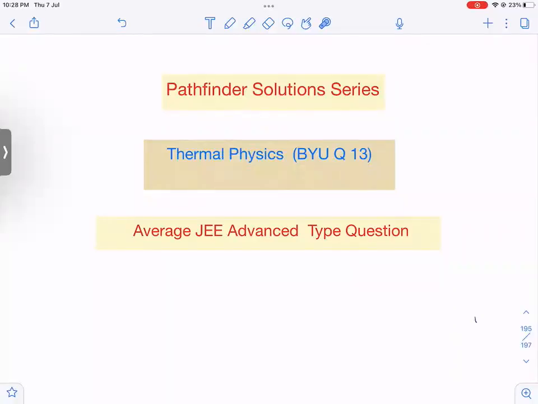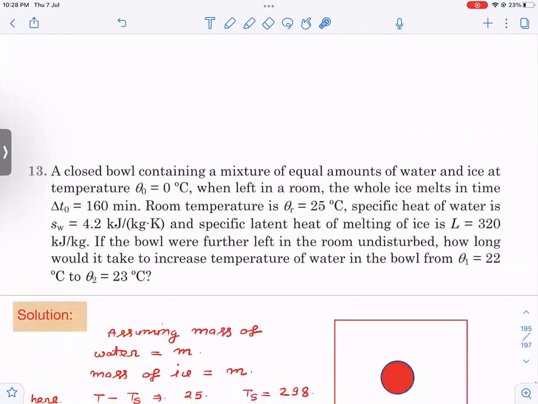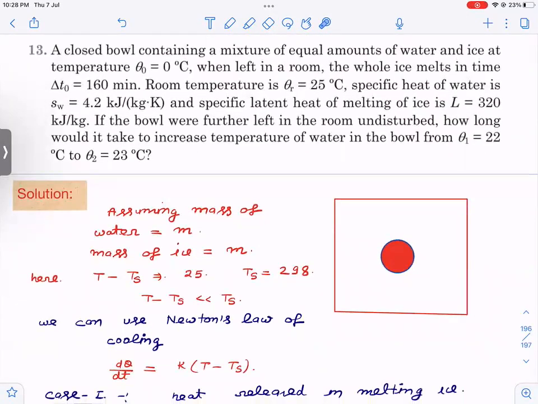This is thermal physics, build up your understanding, question number 13 from the book Pathfinder. Let us see what the question is and how we should solve it. So the question is, there's a mixture of equal amounts of water and ice. It is placed at 0 degrees and it is left in a room. The entire ice melts in 160 minutes.